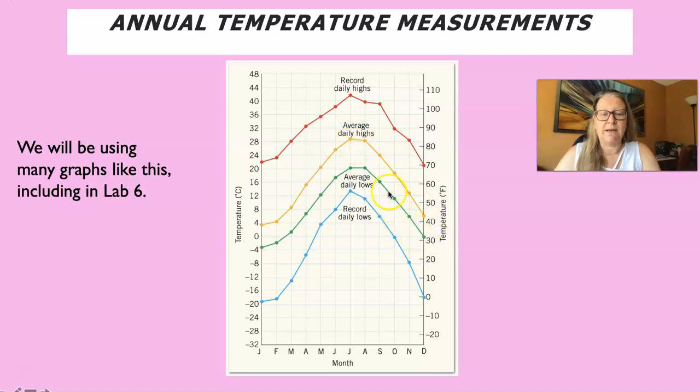In green, we have the average daily lows for this particular location. And then we can look at the graph and figure out the range just by looking at the difference between those. So, for example, in December, the difference is about 10 degrees Fahrenheit, and so that was the temperature range. This graph also shows record daily highs and record daily lows.